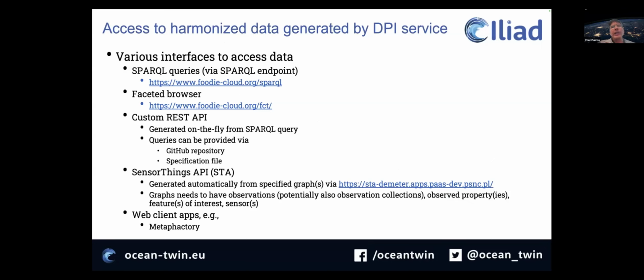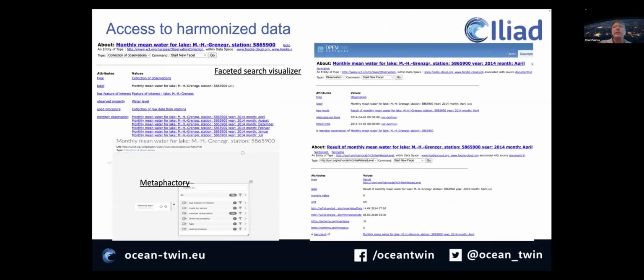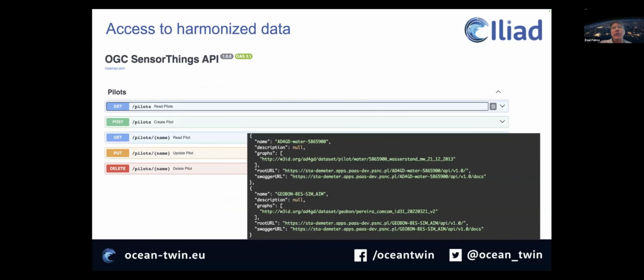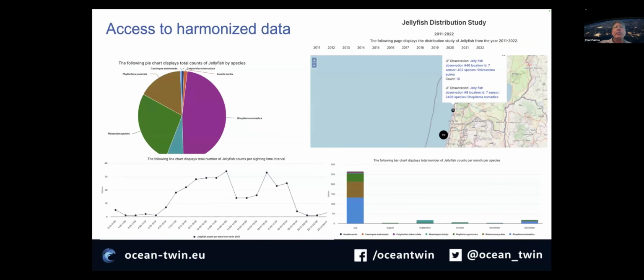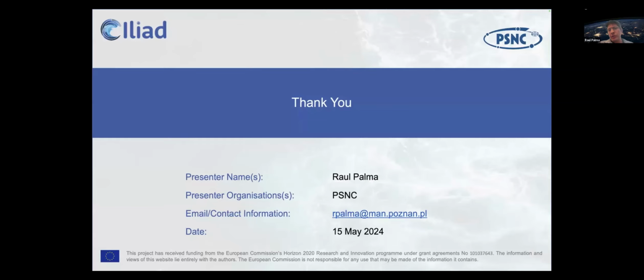So at the end of the day, you have different interfaces to access the data. You can use queries, you can use faceted browsers, you can use custom APIs, you can use OGC APIs or web client applications. And I'm just showing you here some examples of these interfaces, how it looks. These are the faceted searches or MetaFactory application to navigate the data that is harmonized. These are Sensor Things API generated automatically from harmonized data. And these are web interfaces that probably Dori will come a little bit more in details, because this is coming from the jellyfish example. So with that, I just finish here.